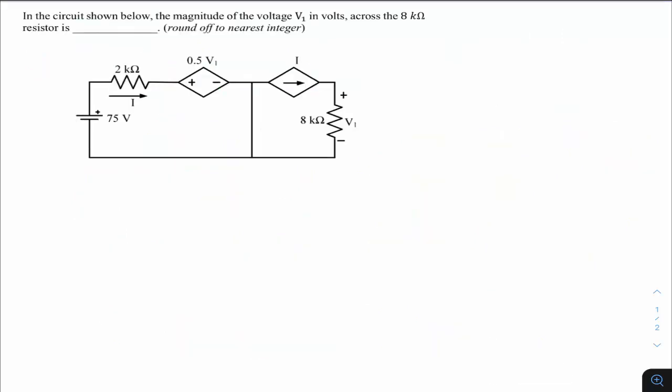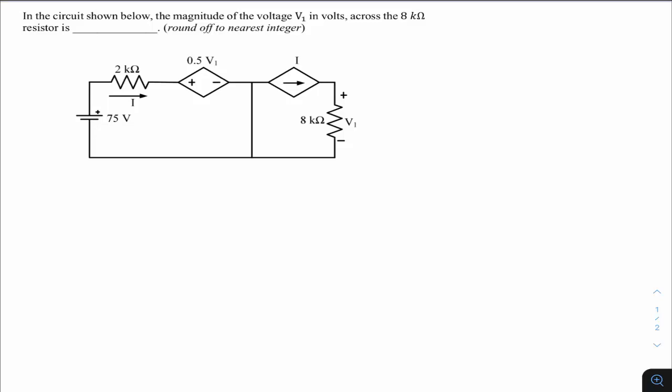This question was asked in GATE 22 of electrical. This is from the network subject and the fundamental topic. The question is: in the circuit shown below, the magnitude of voltage V1 in volts across the 8 kilo ohm resistor is dash. So we need to find this V1, which is the drop across this 8 kilo ohm resistor. It's a very simple problem, so it is wise to go by the inspection method in this case.